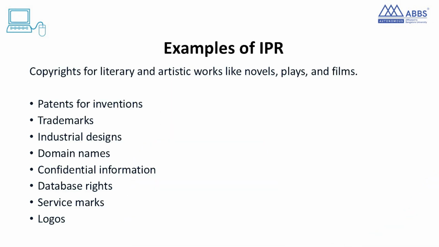Now, let us also try to understand with a few examples what exactly IPR is. IPR might fall into any of these categories: patents for inventions, copyrights for literary and artistic works like novels, plays and films, trademarks, industrial designs, domain names, confidential information, database rights, service marks and logos. So, with these examples, we see there is a mix of general intellectual property rights as well as the information system or IT part included in that.